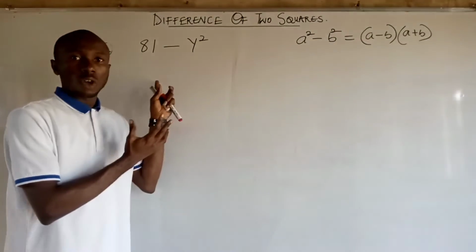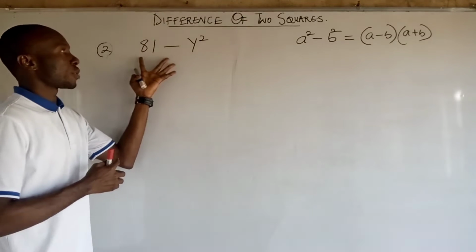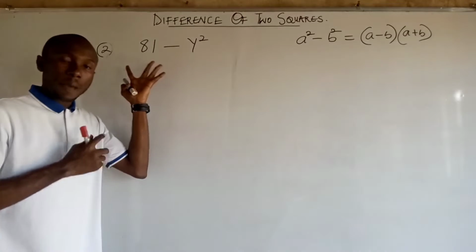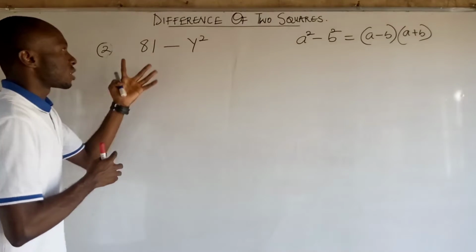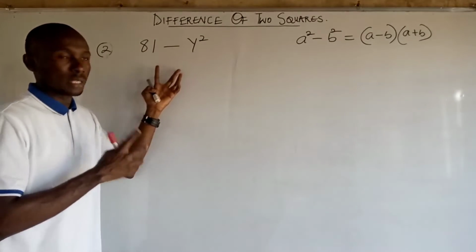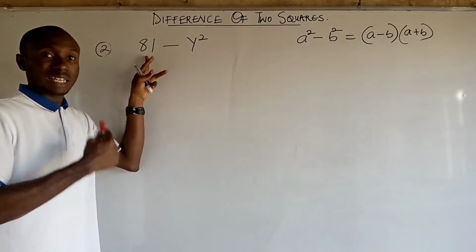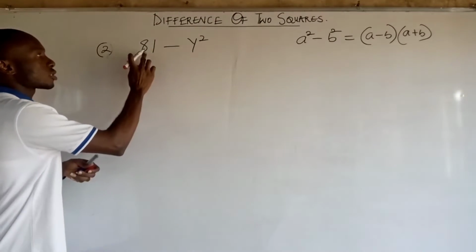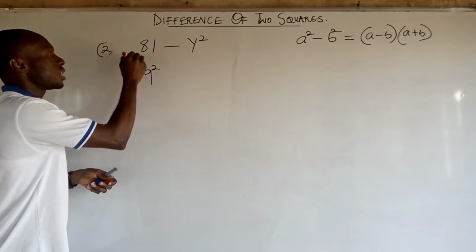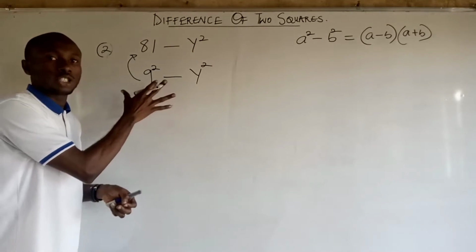This is our question number 2. Now we want to factorize this algebraic expression by applying the knowledge of difference of two squares. So the very first thing you want to do is to make sure you put all of these terms in square. You can see 81 can be written in powers of 2 as 9 to the power 2. So I can write 81 as 9 squared because 9 squared will give me 81. And of course, this term is already in good shape, so we have no issues with that.